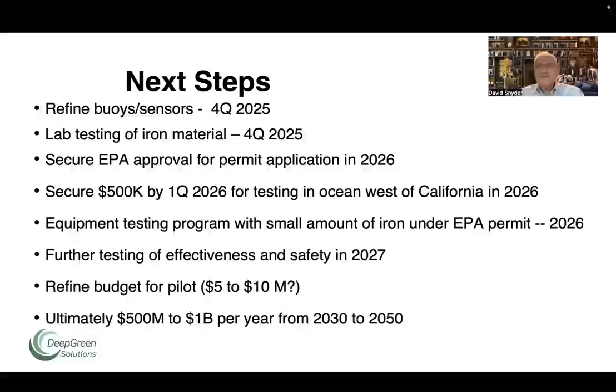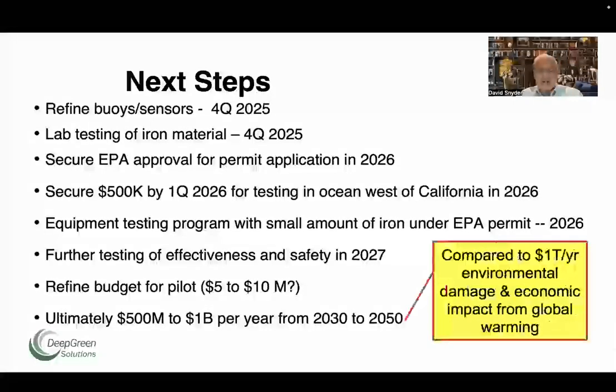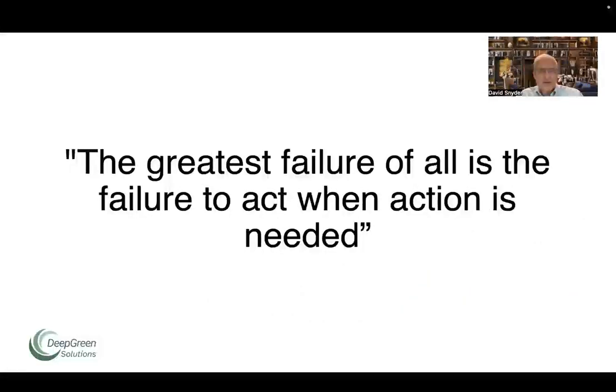Ultimately, we think it's going to take 500 million to a billion per year from 2030 to 2050 to remove that 60 gigatons per year of carbon dioxide from the atmosphere. But that's really only a thousandth of the estimated environmental damage and economic impact that's happening annually from global warming. The greatest failure of all, of course, is the failure to act when action is needed. And you might have thought that it was a politician that said that, but it's really an American basketball coach.